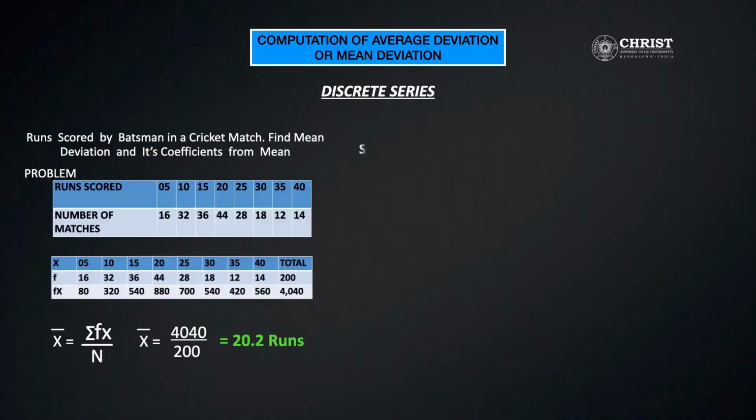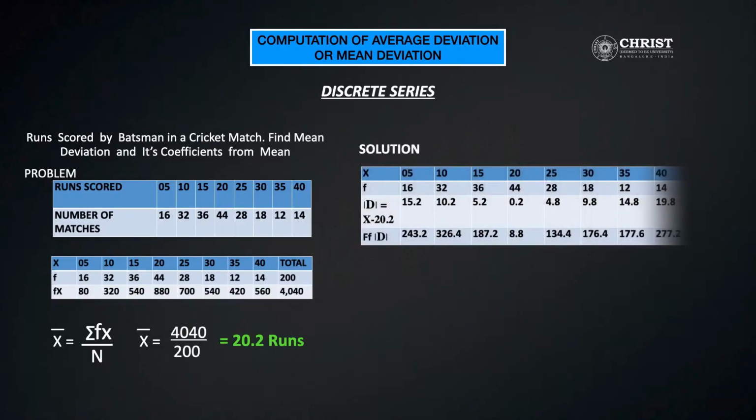Now, we have to calculate the mean deviation. The x values are there, the frequency values are there. Now, the delta d values are x minus 20.2, the computed mean value. Taking the deviations, you will get 15.2, 10.2, 5.2, 0.2, 4.8, 9.8, 14.8 and 19.8.